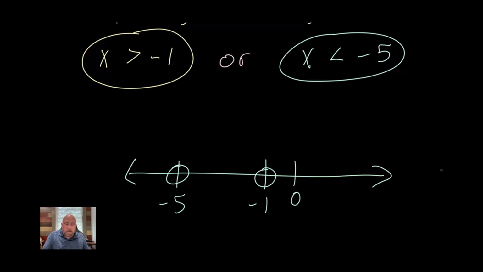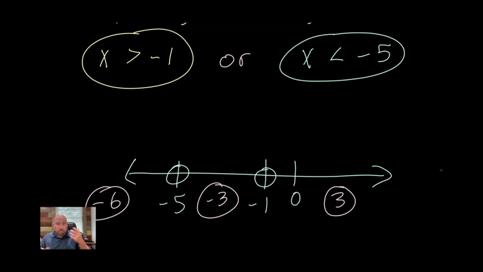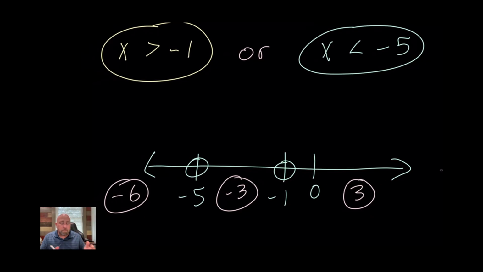Usually our 0 is in the middle, but our 0 is not in the middle this time. So let's pick a number in the middle. Let's go negative 3. On this one we'll use positive 3, and on this one we'll use negative 6. I'm just picking different numbers from the number line. This part of the number line, I'm using negative 6. This part, I'm using negative 3 because it's in between our numbers. And this part, I'm using positive 3.